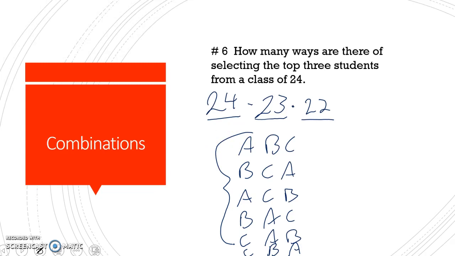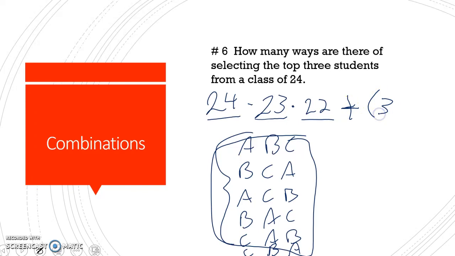So I don't want all 6 of them to be included because to me these are all the same thing. So I'm going to divide by how many times I'm repeating these numbers. Well, I have 3 numbers, and so how many different ways can I arrange 3 numbers? Well, if I have 3 people, I have 3 people to choose from for my first spot, 2 for my second, and 1 for my third.